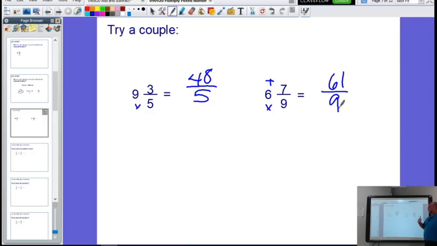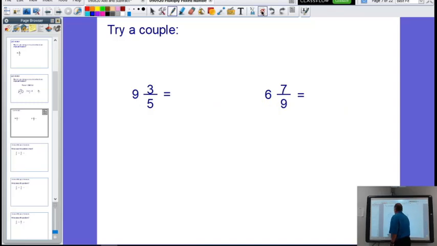Okay, so that's the prerequisite skill to be able to do today's lesson. You've got to be able to change a mixed number into an improper fraction. And we'll find out why in just a few minutes. Okay, so let's dive off into this lesson.